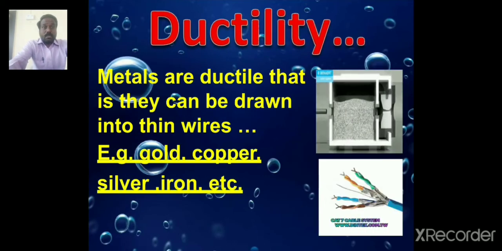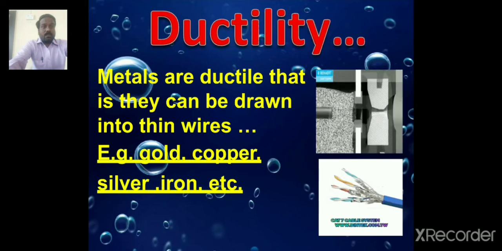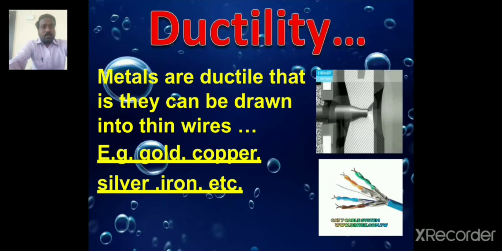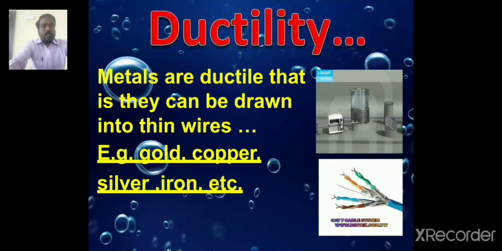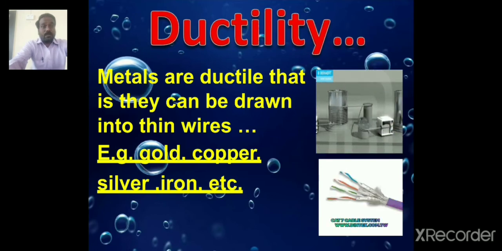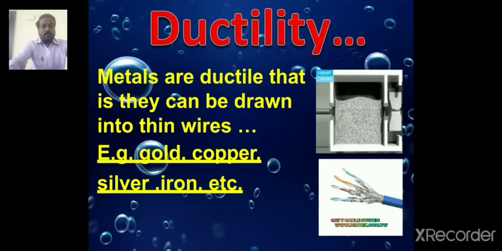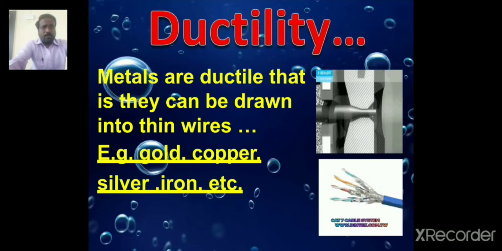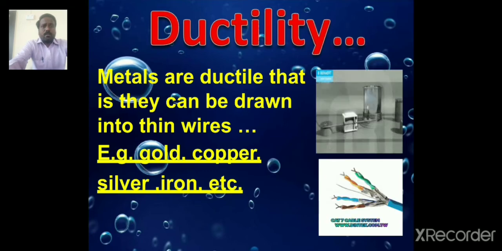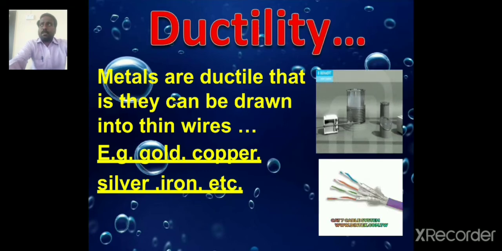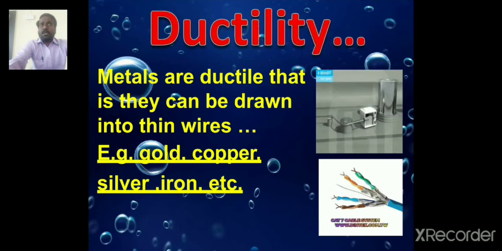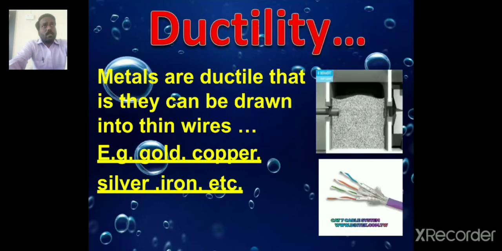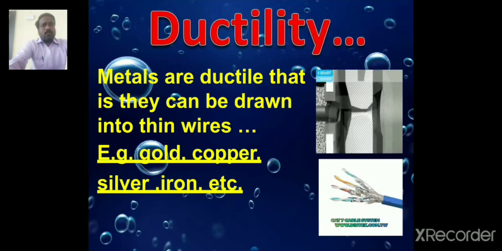Now next, ductility. In ductility you see the one GIF I have uploaded. There is a formation of wire from a metal, and various types of such wires have been produced from the metal, and that property is called the ductility property. Ductility property means the metal has the property to be drawn into wires.